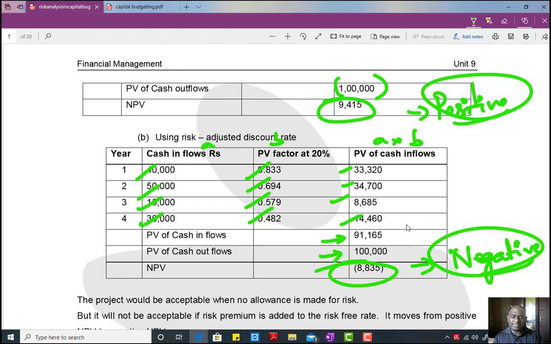Why? Because this project has a lot of risk involved. I cannot say with certainty what the cash flow will be. So if I discount at 20%, this project cannot be accepted. That is why I am telling you that risk management in taking capital decisions is one of the important factors that we need to factor in.